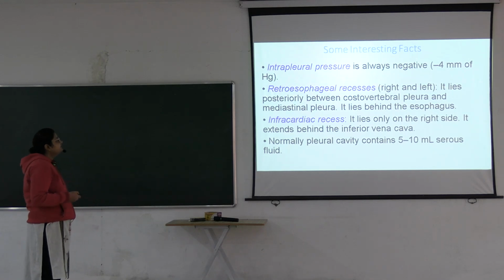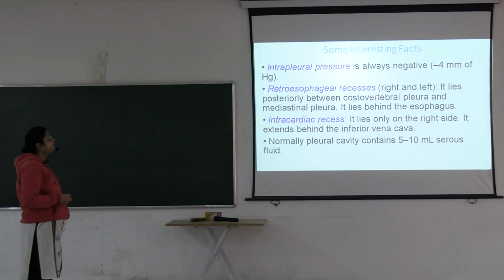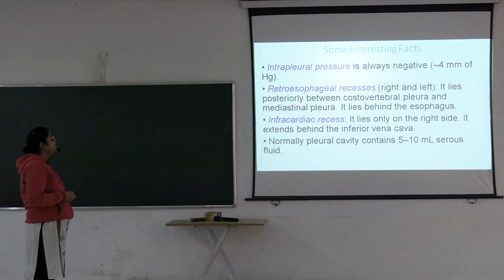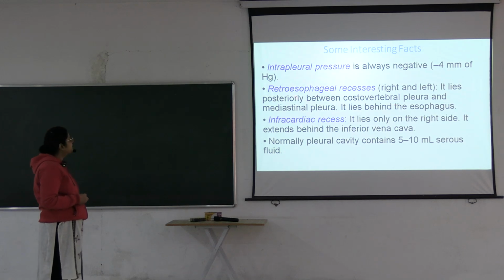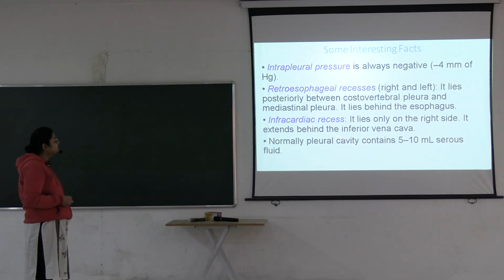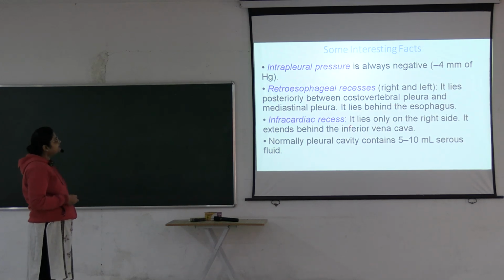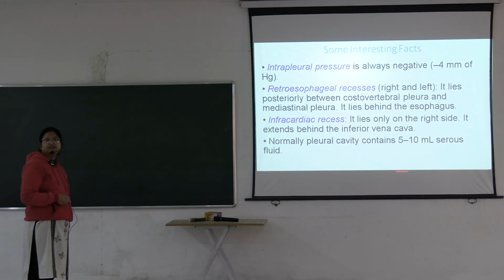Retroesophageal recess, this is right and left, lies posteriorly between the costovertebral pleura and mediastinal pleura and lies behind the esophagus. That is why it is called retroesophageal recess. Next is the infracardiac recess, which lies only on the right side and extends behind the inferior vena cava. Normally, the pleural cavity contains 5 to 10 ml of serous fluid.